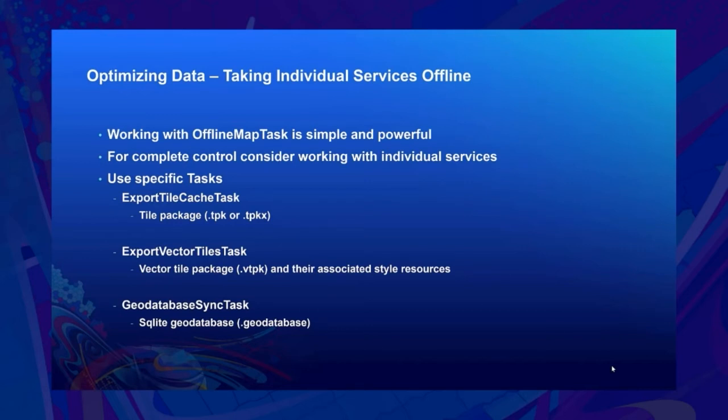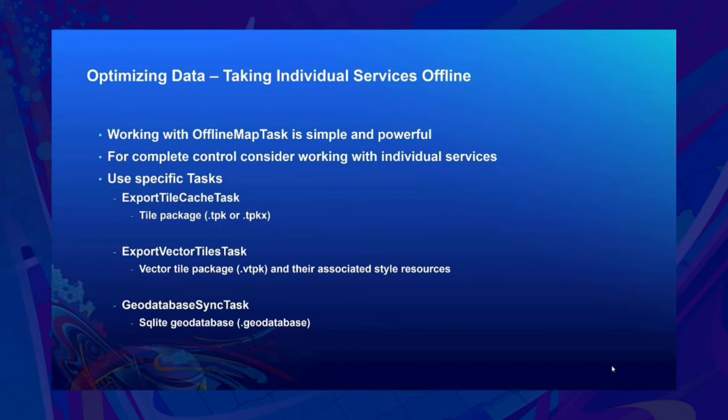When you want to download a vector tile package, and also bring down custom styles and those style resources for the vector tiles, then you'd use the export vector tiles task. If you're bringing down a mobile geodatabase, which is a SQLite format, then you would use the geodatabase sync task, and that would be something that you would use with an online feature service. So these three task types let you bring down individual data packages for their specific service types.